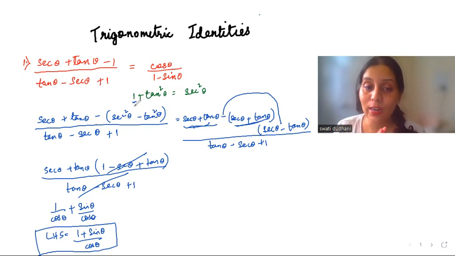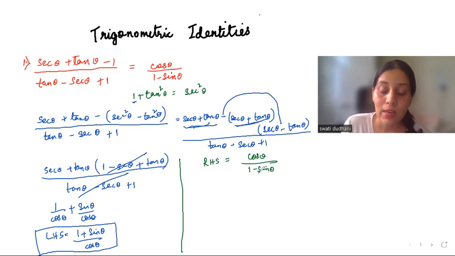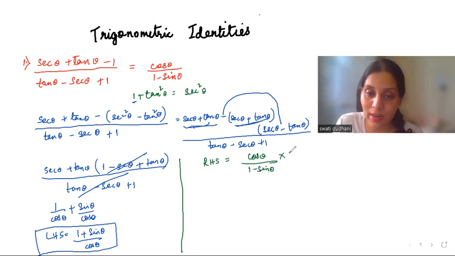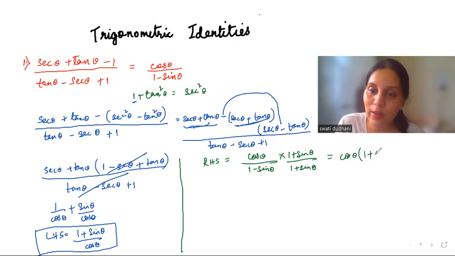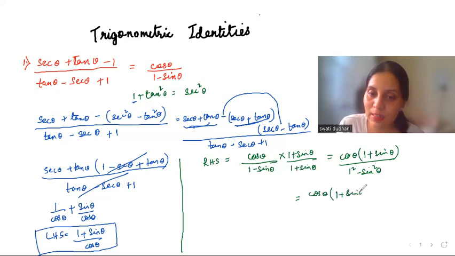When it is not, you can consider the RHS part and get the LHS part. By which I mean, let me take the RHS part. RHS is equal to cos theta by 1 minus sine theta. Now here, if I rationalize, my rationalizing factor is 1 plus sine theta. Let me multiply it to both numerator and denominator. So I get cos theta into 1 plus sine theta by, a plus b into a minus b is a square minus b square. Now, cos theta into 1 plus sine theta.